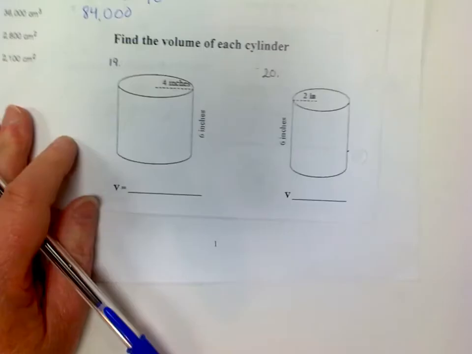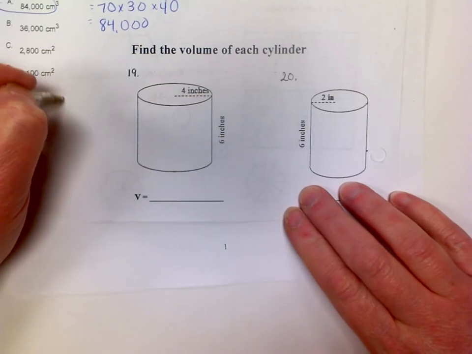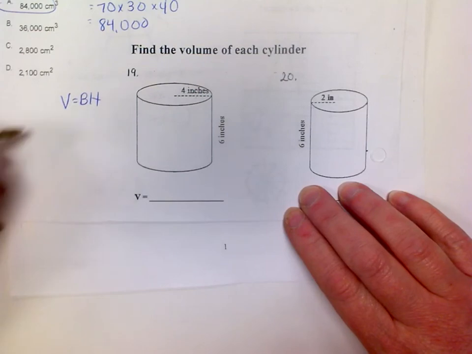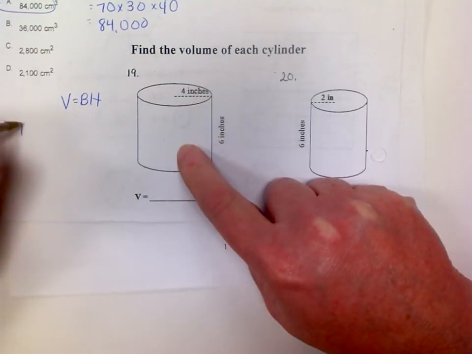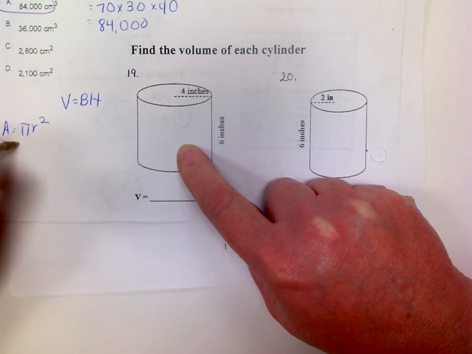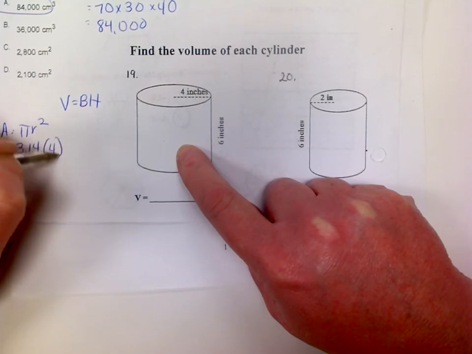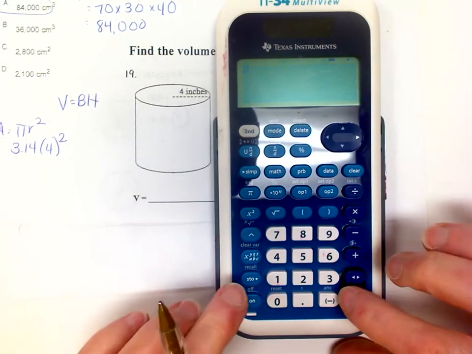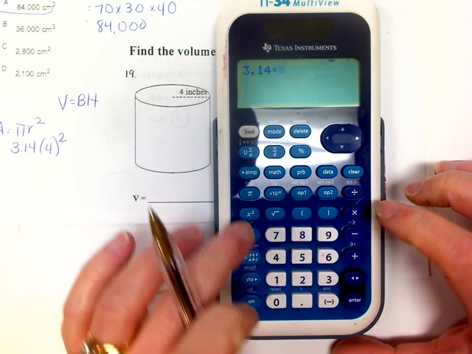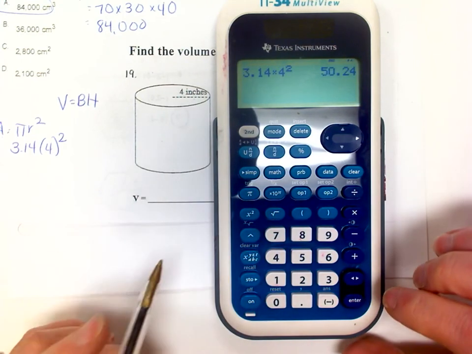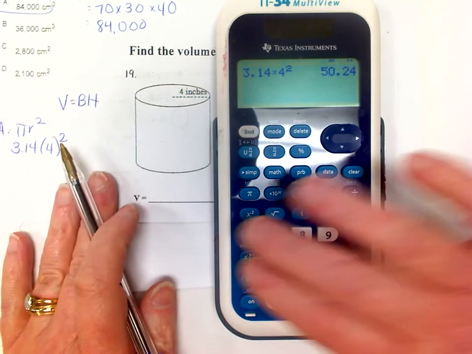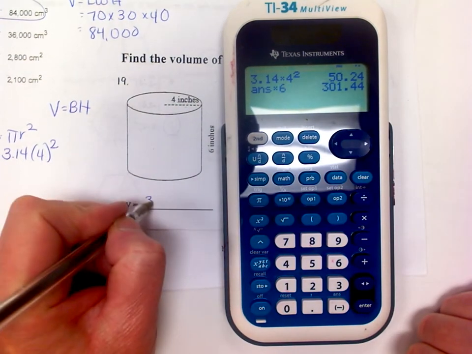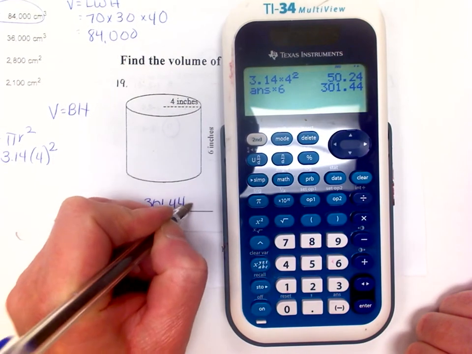And finally, 2 more volume questions. Volume equals the area of the base times the height. So we're going to have to find the area of these circles. Pi r squared, 3.14, and 4 squared. And then multiply it by the height. So to do that, 3.14 times 4 squared equals 50.24. The height is 6, so we just multiply it by 6 to get 301.44 inches squared.